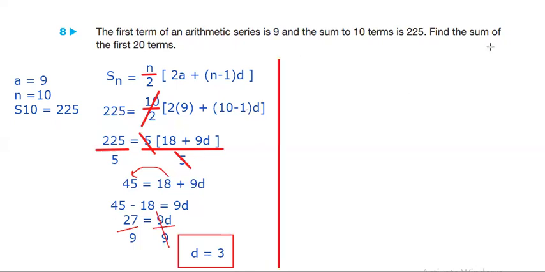So basically, I'm going to rewrite the info that I have. So I still have the a, which is 9, because it's the same sequence. Now the d is 3. So a is 9, d is 3. The n is 20, because they want us to find the sum of 20 terms. So I have these three pieces of info. I can plug them in here to find the sum of the sequence or these terms.